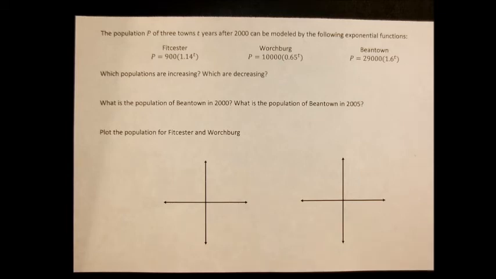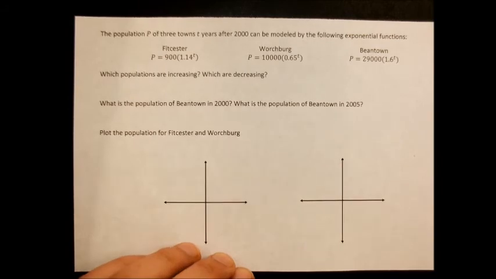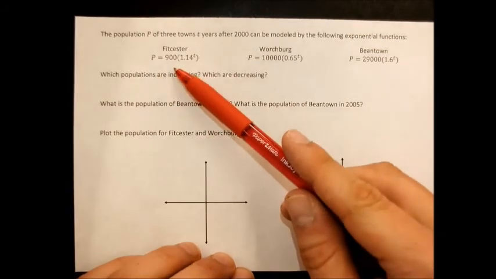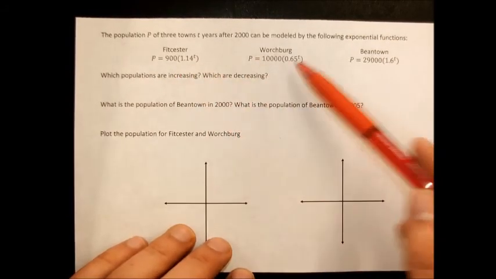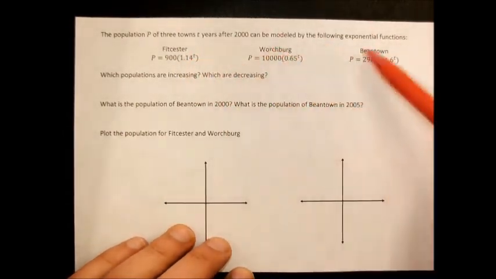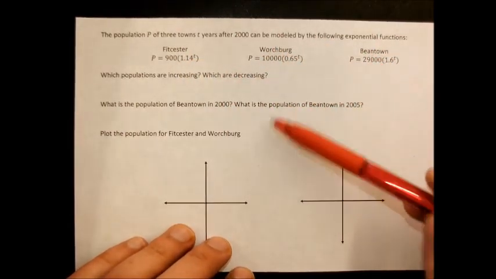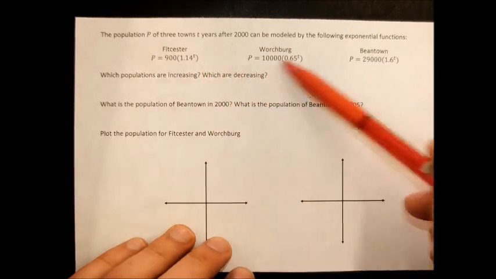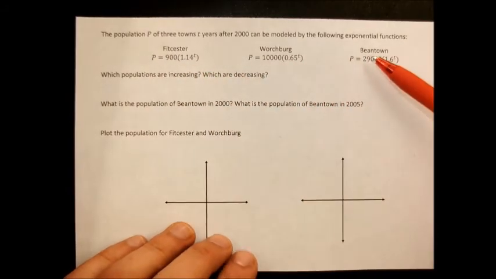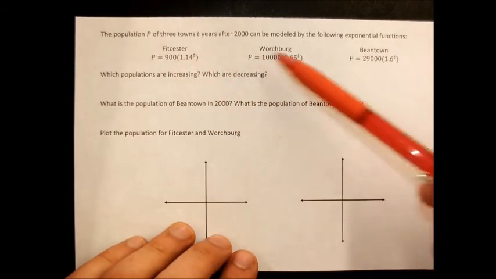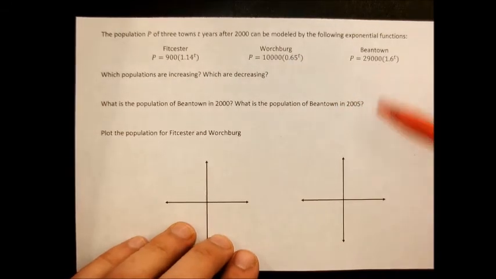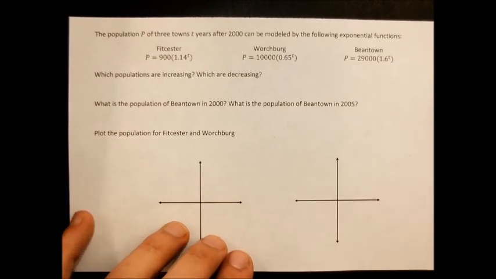And so I kind of made some up, but these are real types of models that you might see in research papers. And so I've made these 3 towns up. Obviously, I've taken local town names and played some words on them, right? So we got Pfister, Wartburg, and Beantown. And each of them can be modeled by an exponential function. And by each of them, I mean the population of them.